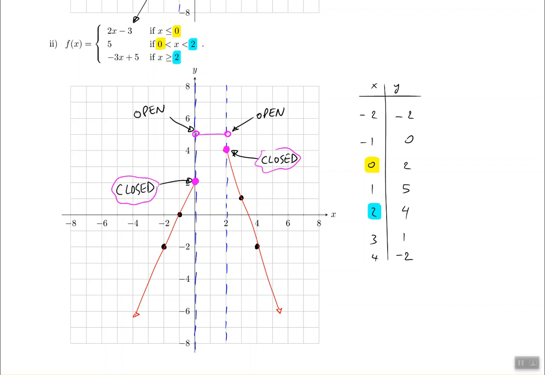So if I asked you, what's the value of the function at the point, for example, 2, you would say 4, not 5, because at 5 the circle is open, but at 4 the circle is closed. So when x is 2, the y-coordinate is actually 4. Similarly, if I said, what's the y-coordinate when x is 0? When x is 0, the y-coordinate is actually 2, because that's where the closed circle is, not 5, where the open circle is. So always pick the closed circle.